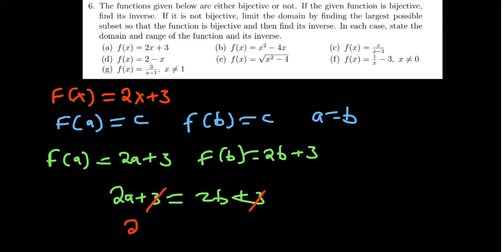And then my 2a is equal to 2b, so I can divide by 2, giving me a is equal to b. So the moment I get that point, I've proven that it is a one-to-one function. That's how we prove it algebraically.